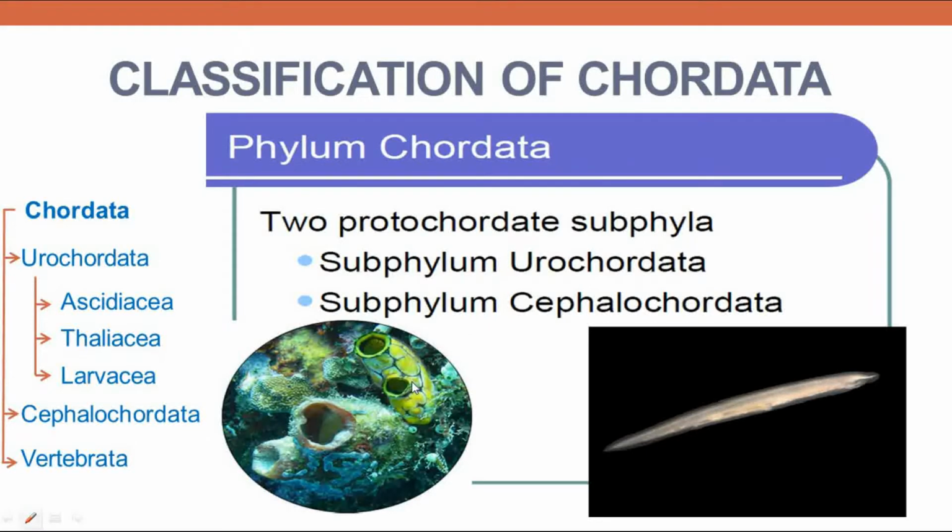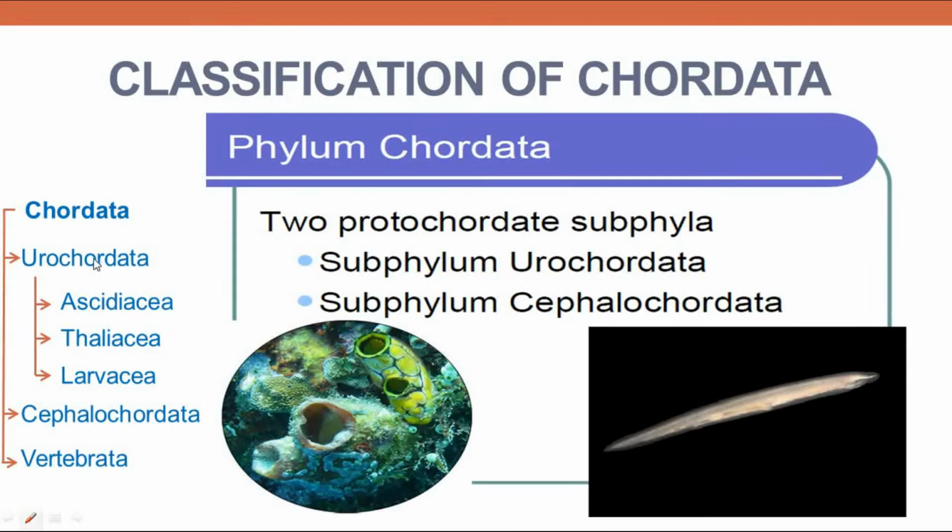Dear students, let's deal with the classification of chordata. We have seen what a chordata is. Chordata are the group of organisms having some special characters like notochord, dorsal tubular nerve cord, pharyngeal gill slits, endostyle and postanal tail. The phylum Chordata has been divided into three subphyla: Subphylum Urochordata, Subphylum Cephalochordata and Subphylum Vertebrata.